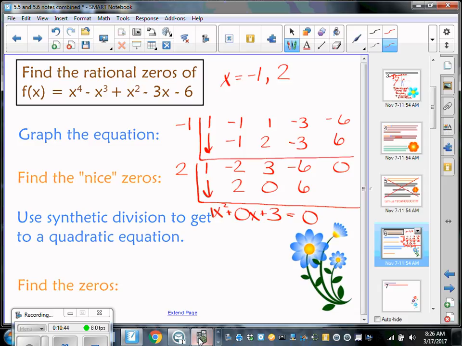Can we now factor or solve or do something from here? Now, if there's a 0x, is it really there? No. So really, I have x squared plus 3 equals 0. Can you solve that, or you want to factor it? Yeah, let's just solve that. So I would subtract 3. X squared equals negative 3. Take the square root. What does x equal?